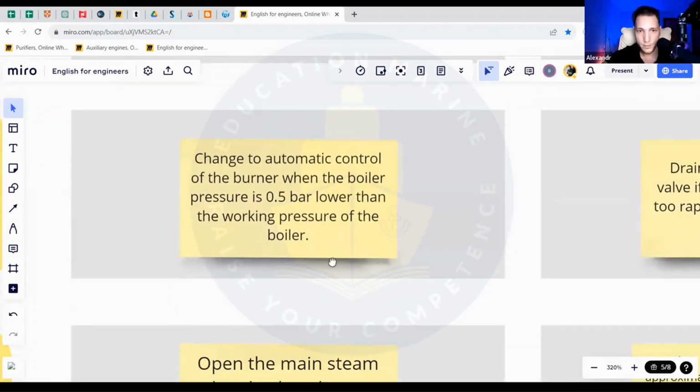After that, we change to automatic control of the burner when the boiler pressure is 0.5 bar lower than the working pressure of the boiler. Simply put, when you have, let's say, 7.8 bar, you change it to automatic mode. If your working pressure is 8 bar, you wait until you have 7.5, and then you change to automatic control. Okay?